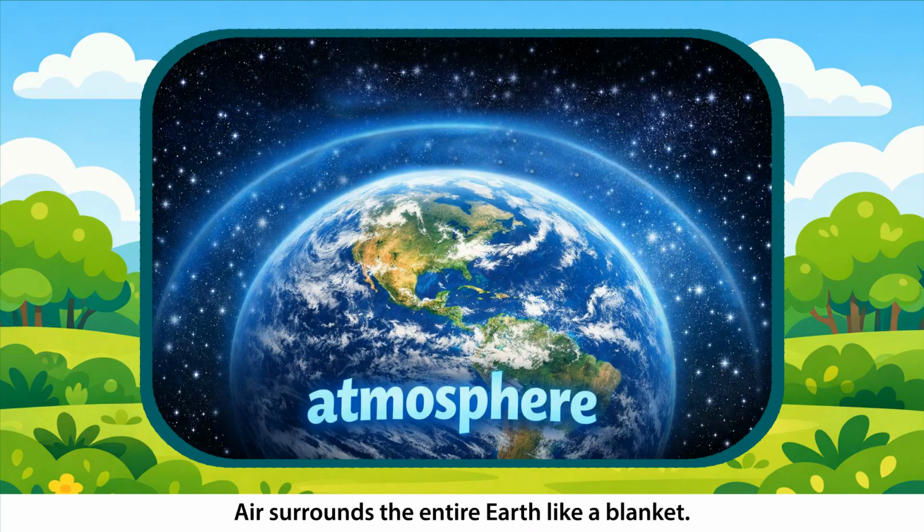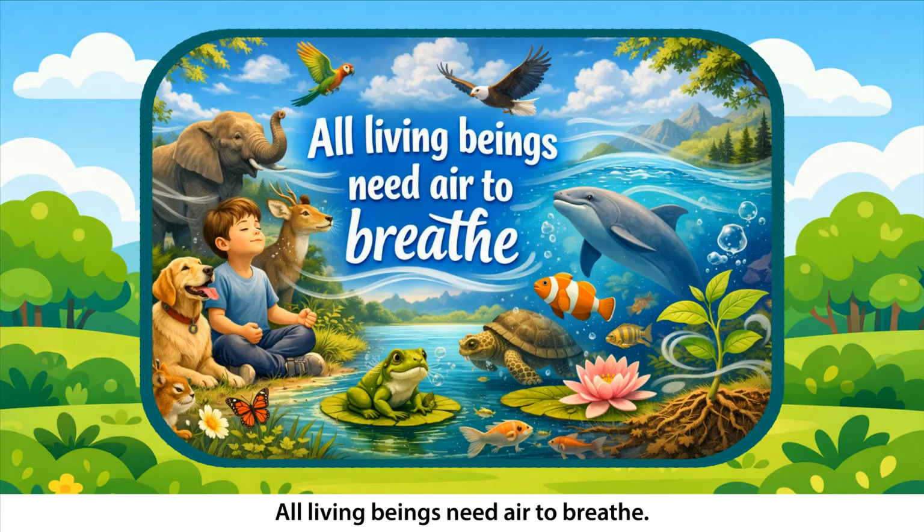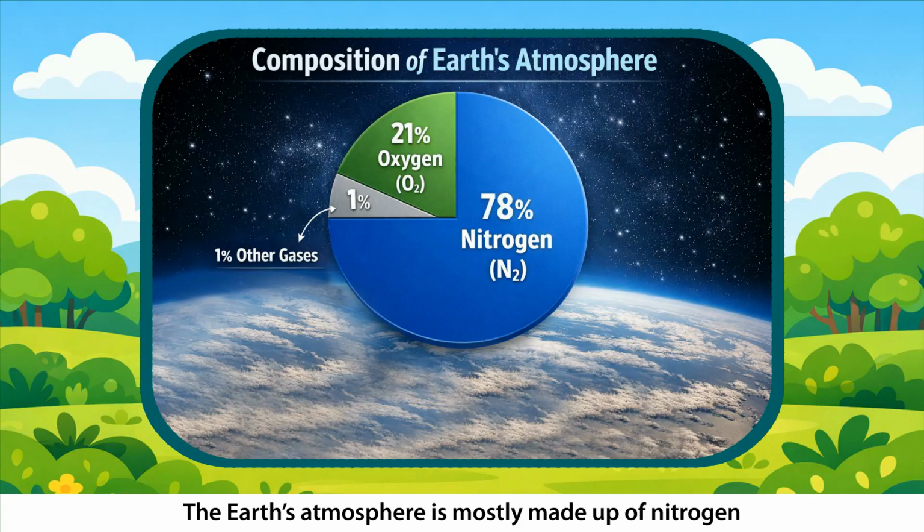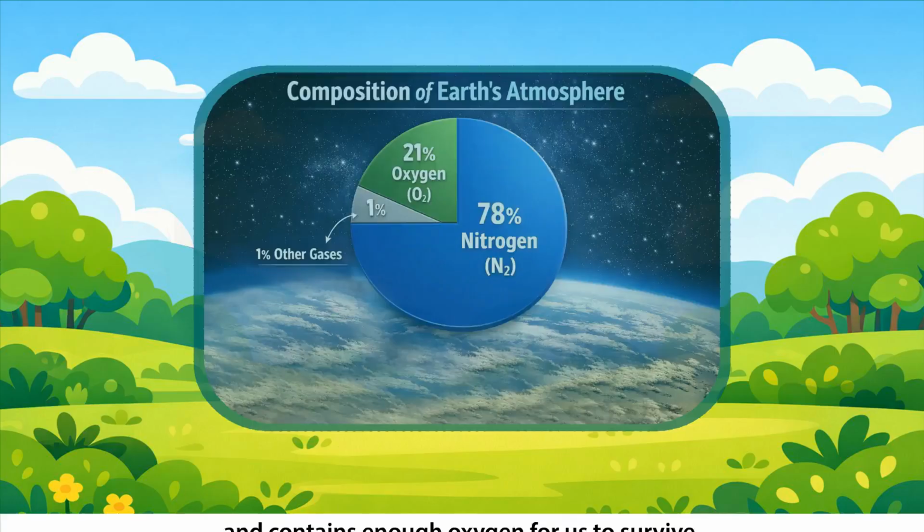Air surrounds the entire Earth like a blanket. This blanket of air is called the atmosphere. All living beings need air to breathe. The Earth's atmosphere is mostly made up of nitrogen and contains enough oxygen for us to survive.